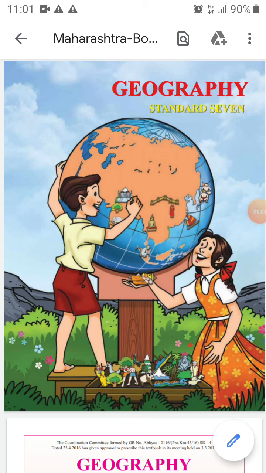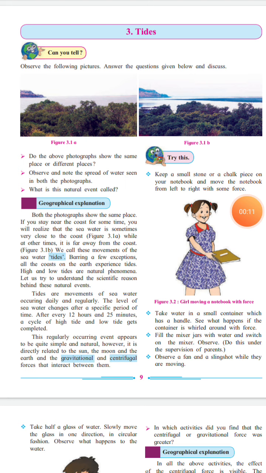Hello students, today we learn Geography, Standard 7. In that, lesson number 3, Tides.